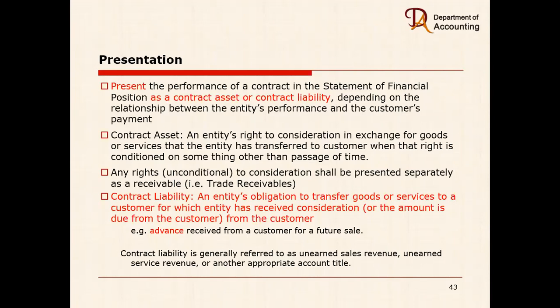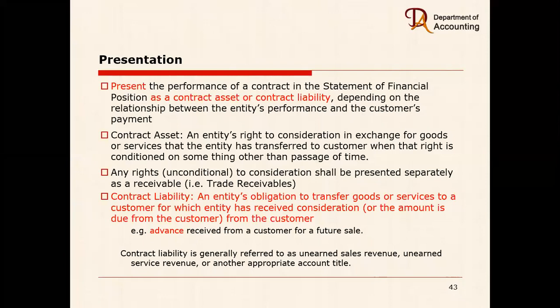Let's see. The contract asset: an entity's right to consideration in exchange for goods or services that the entity has transferred to a customer when that right is conditioned on something other than passage of time. What is that? It says that if you have a conditional right to the consideration, that is a contract asset.